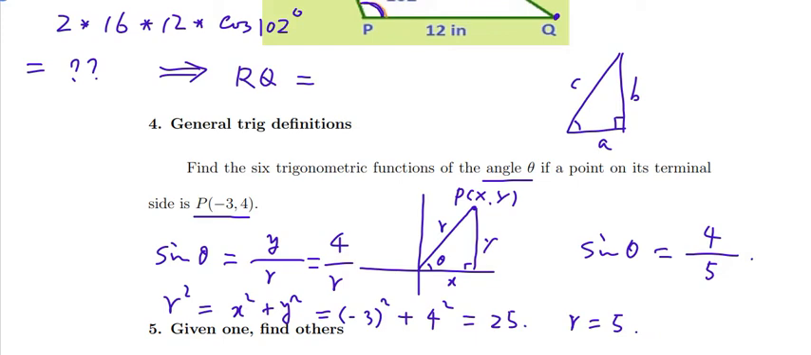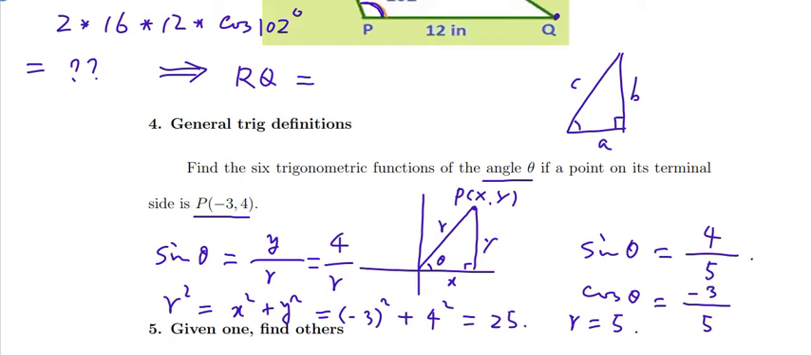Cosine theta, the same way, is x over r. r is 5. What is x? x equals negative 3, right? So cosine theta is x over r, negative 3 over 5. What is tangent? Tangent is y over x. y is 4, x is negative 3. Okay, so those problems are easy, right?